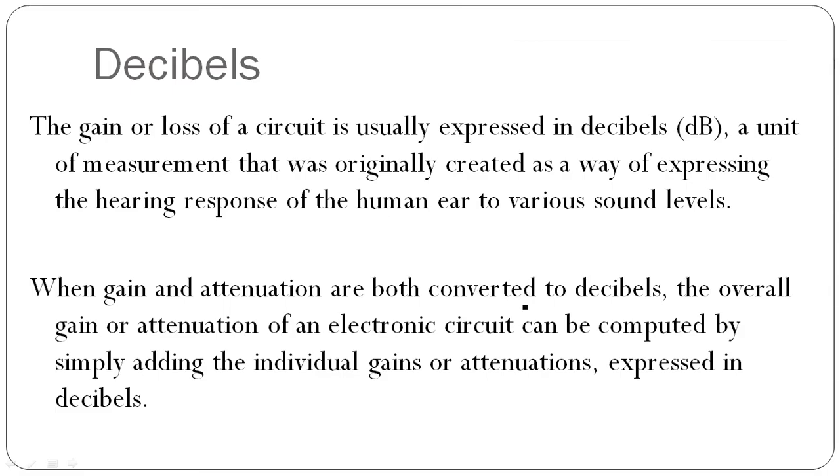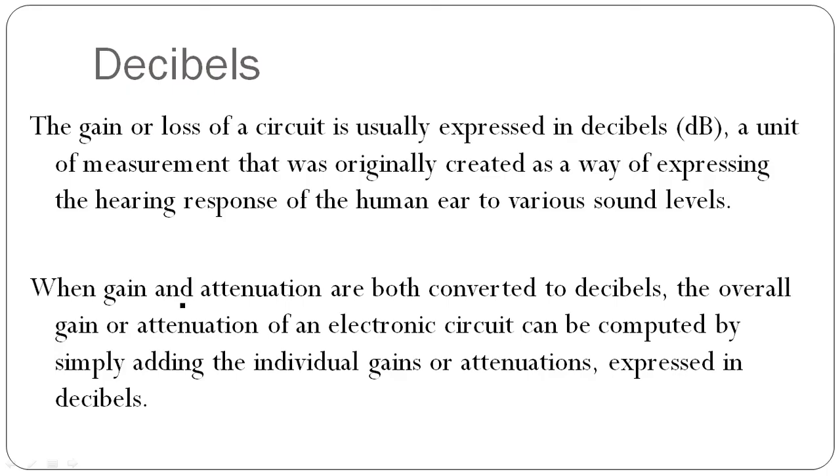So, next, usually, hindi ratio yung unit ng gain or attenuation. Usually, ini-express natin siya as decibel. So, the gain or loss of a circuit is usually expressed in dB or decibel. So, a unit of measurement that was originally created as a way of expressing the hearing response of the human ear to various sound levels. So, when gain and attenuation are both converted to decibels, the overall gain or attenuation of an electronic circuit can be computed by simply adding the individual gains or attenuations, and it is expressed in decibel.